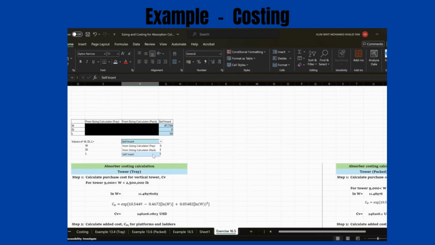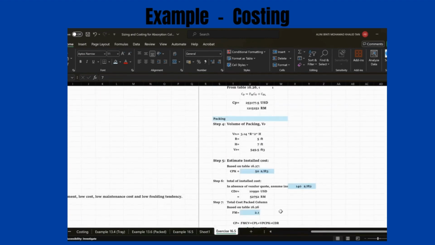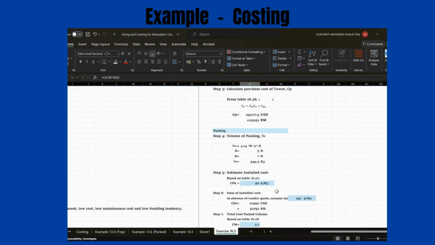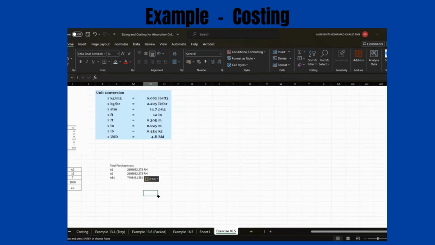After we choose self-insert, since we are inserting our own values, it will be automatically calculated. Don't forget to input the value of the material factor. So the cost will be this. Since both A1 and A2 have the same parameters, the cost will be the same.